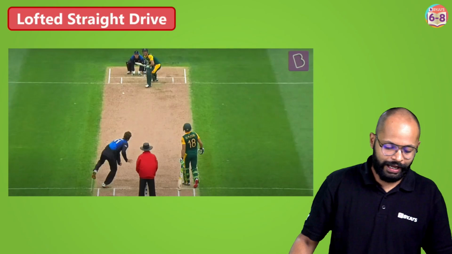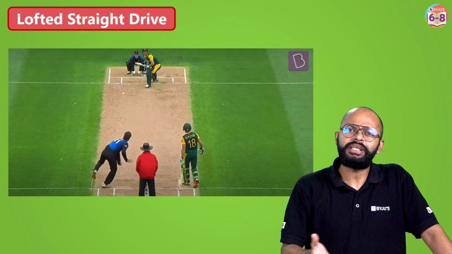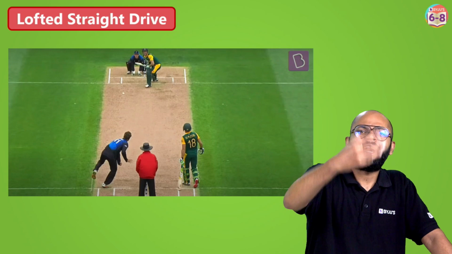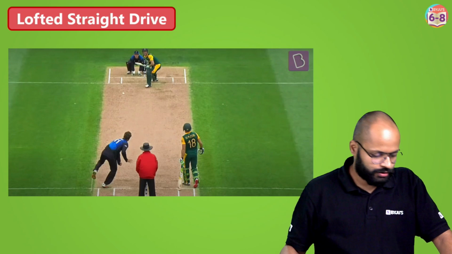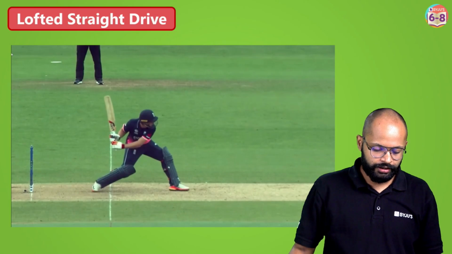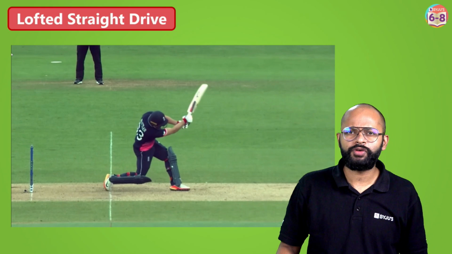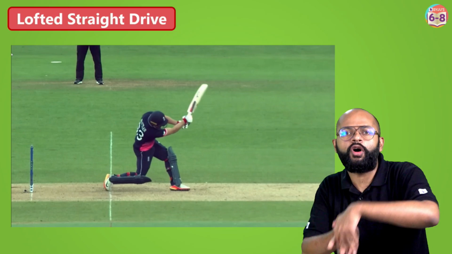And let me show you actually what happens. A lofted straight drive. What is lofted? Lofted means, I would say, with a height, right? Heightened. So a lofted straight drive, it goes like this. Similarly, you can see Josh Buttler hitting a nice straight drive. So what is happening in a straight drive? You are applying force in the forward direction.